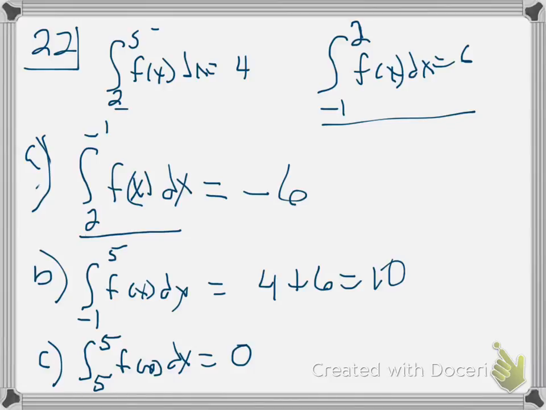In part D, essentially what they want you to do is take your answer from part A, which is negative 6, and add it to the integral from 2 to 5, which is 4, and that gives you negative 2.